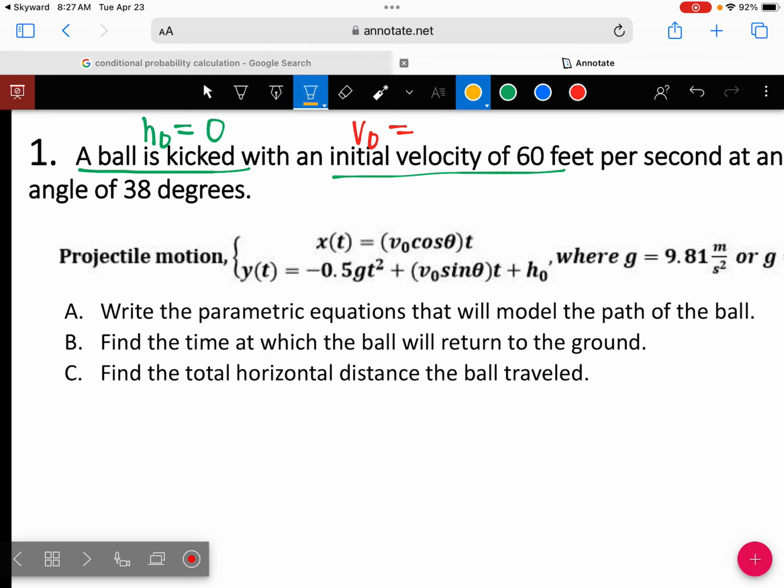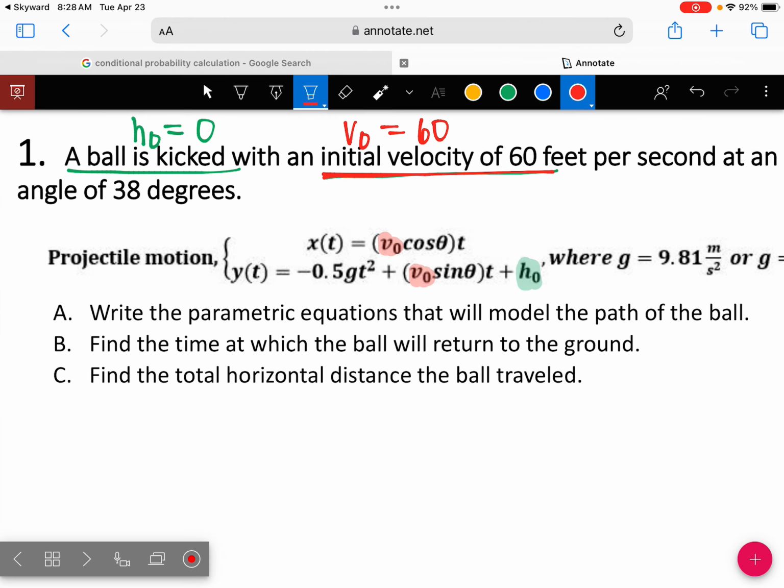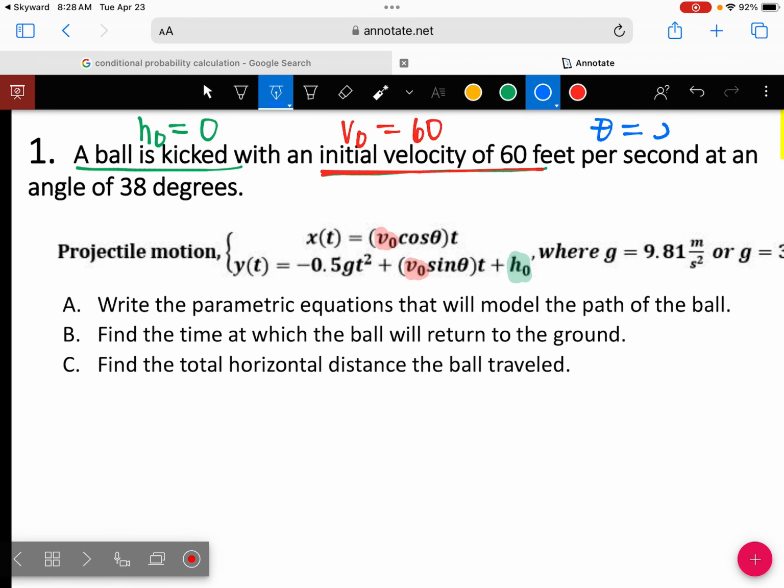So let me go ahead and highlight. That 0 is going to go here when we write our equation. Our initial velocity is 60, so we're going to put that 60 here and here. That's where the 60 is going to go. And then it also told us that our angle is 38. And that angle is going to go here and here.